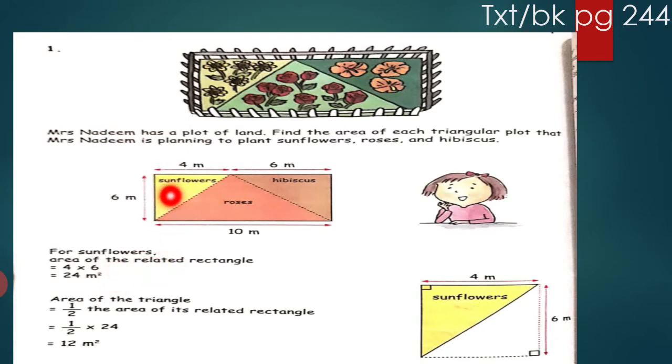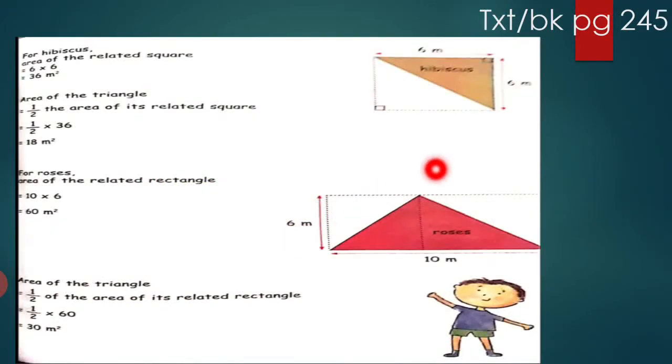And in order to find the area of a triangle, what you have to do is divide 24 by 2, as the area of a triangle is equal to half of the area of its related rectangle. Half multiplied by 24, the area of the triangle for sunflowers comes out as 12 meters square. Here is textbook page 245.